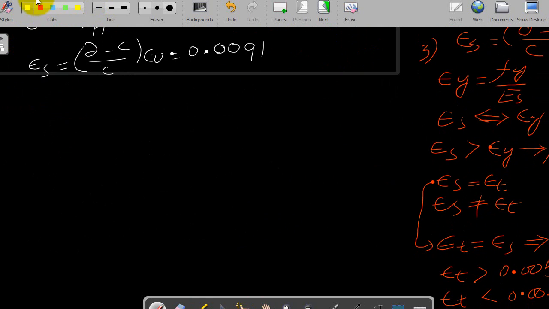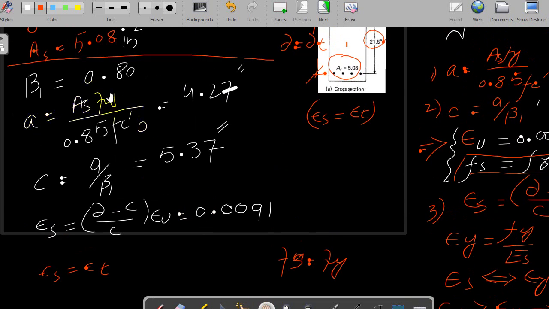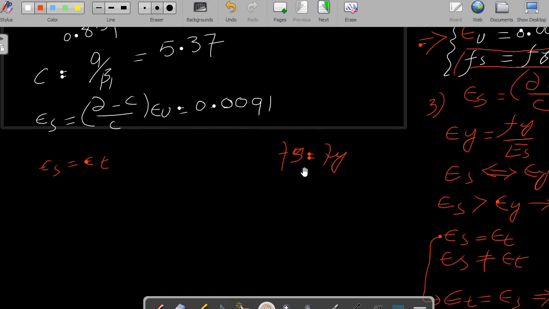As epsilon s is equal to epsilon t, because the steel is placed in one layer, we will compare it with epsilon y to make sure whether our assumption, that fs equals fy, is valid. We used this assumption while calculating the value of a, because there we considered fy equal to 50,000 psi. Now we have to check whether this assumption is okay.